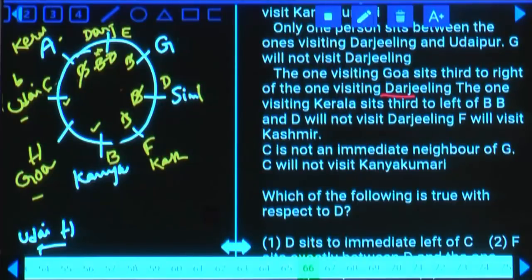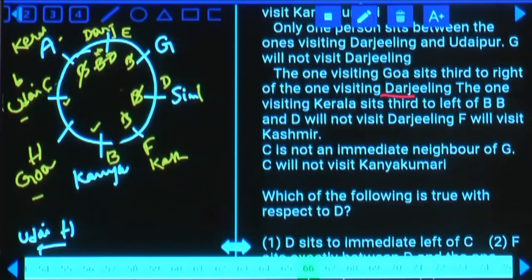Done with this? Now this is how these 8 persons were seated around a circular table facing towards the center, and they were planned to visit different cities. Now you have 2 possibilities. If you start working out these 2 possible cases, F Kerala is not possible, F Kashmir is not possible in one of the cases. Now we are left with only one case.